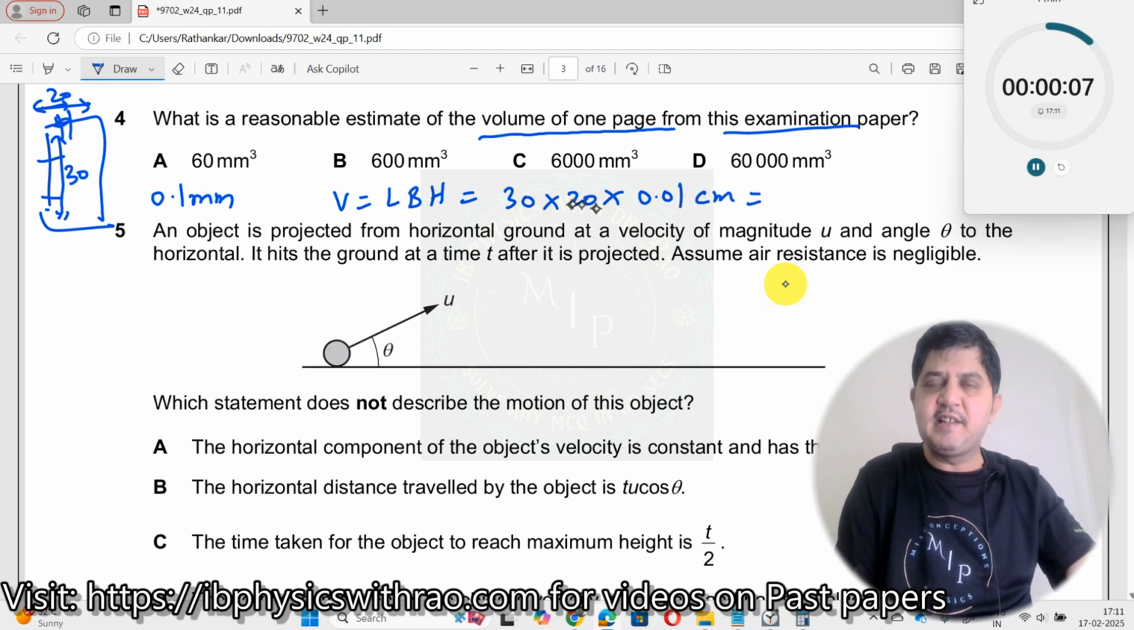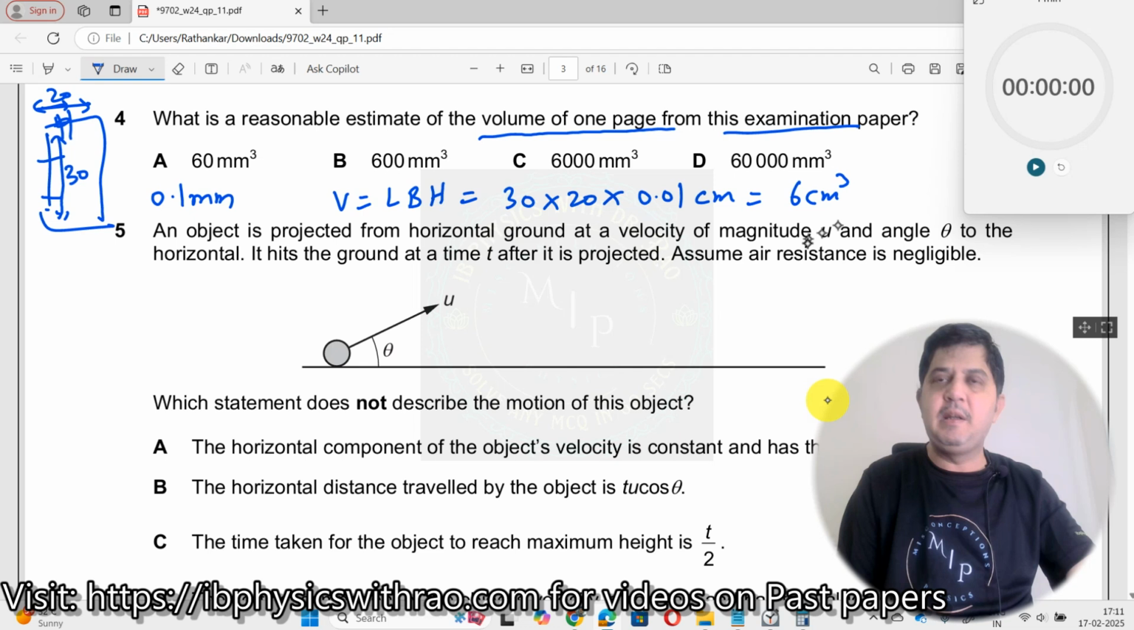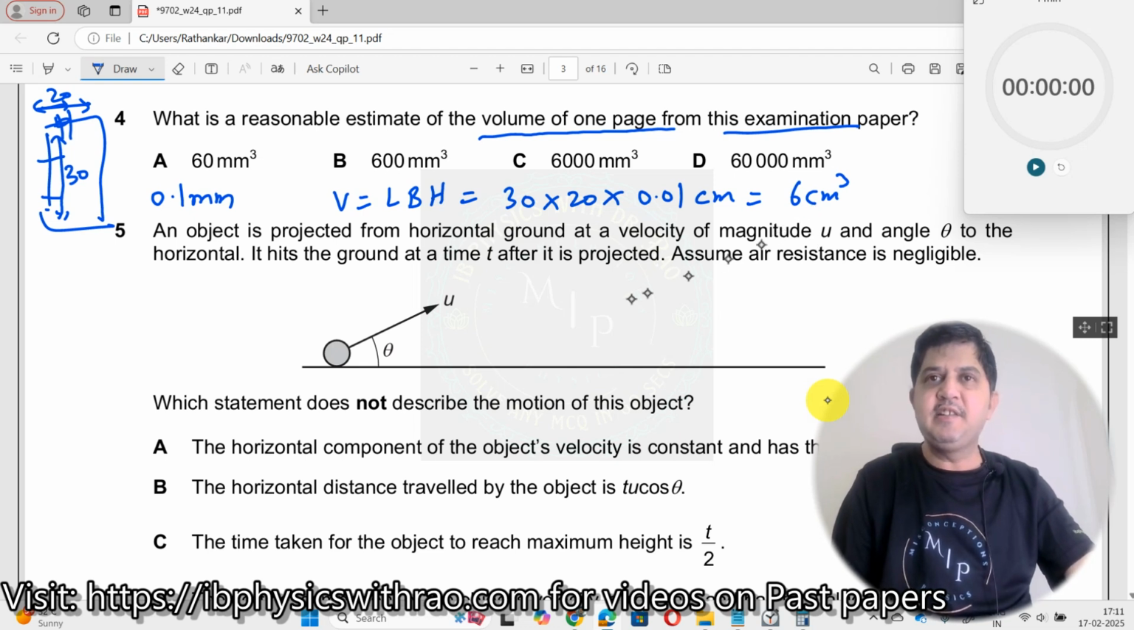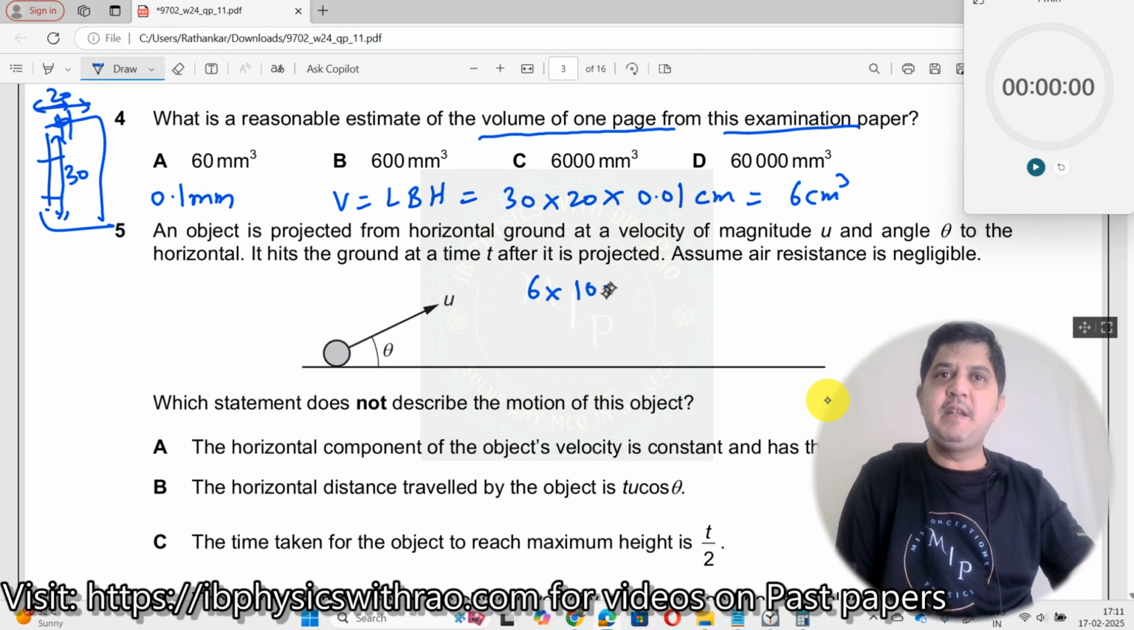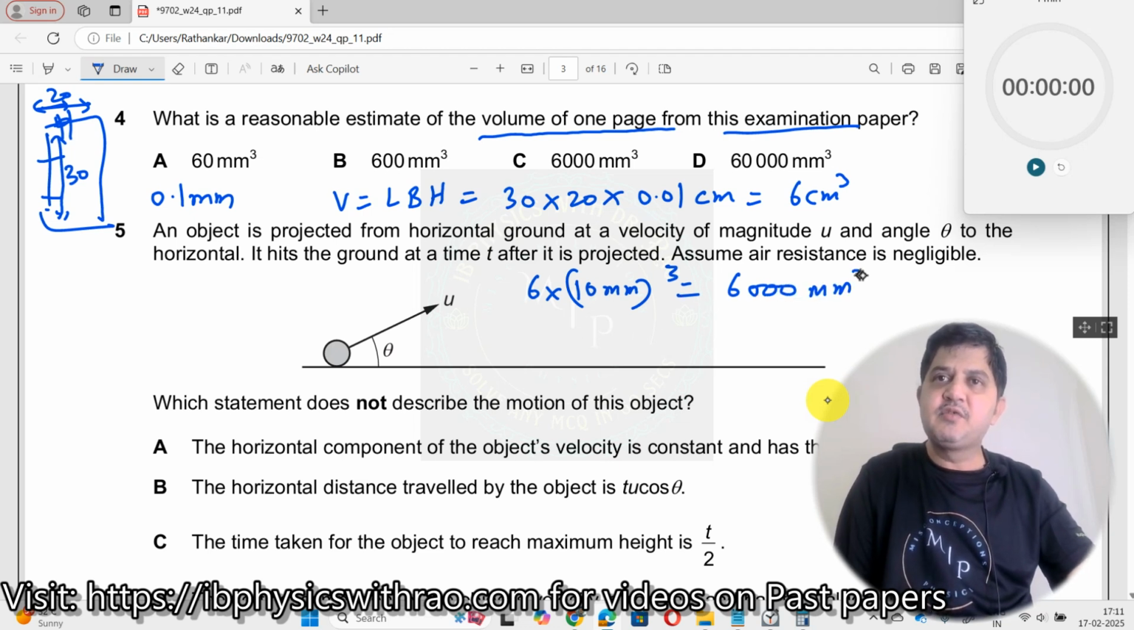30 times 20 is 600. 600 multiplied by 0.01 would be 6 centimeter cube. But you see, all the answers are in terms of millimeter cube. I need to convert them into millimeter cube. So 1 centimeter is 10 millimeter. Therefore this would be 10 millimeter whole cube, which should be 6,000. 10 cube is 1,000. 1,000 into 6 is 6,000. 6,000 millimeter cube should be your answer. So the answer should be C.